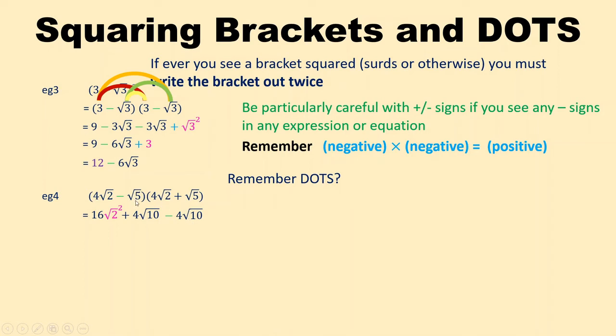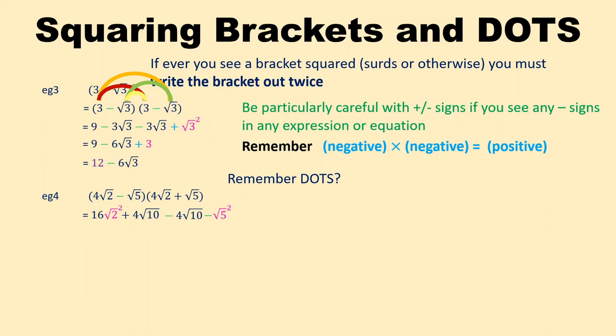Finally, the last term of the first bracket times the last term of the second bracket. Be careful again, we've got a negative sign here. Negative root 5 times positive root 5. A negative times a positive will give me a negative. And root 5 times root 5 is root 5 squared, so minus root 5 squared.